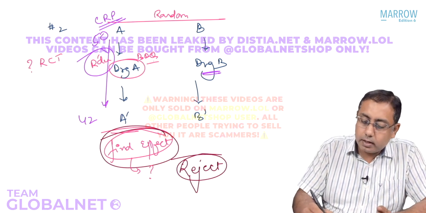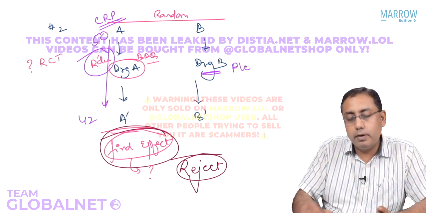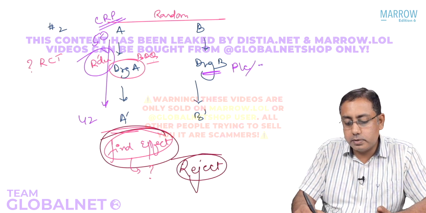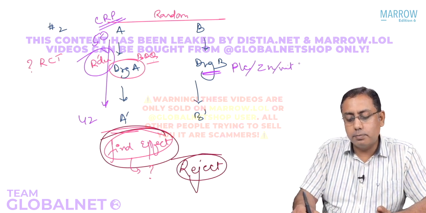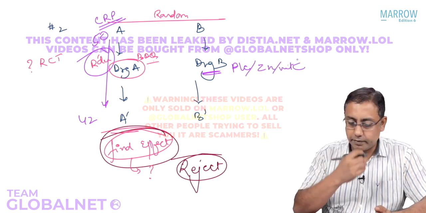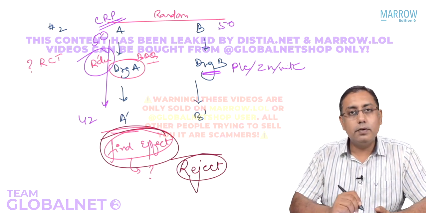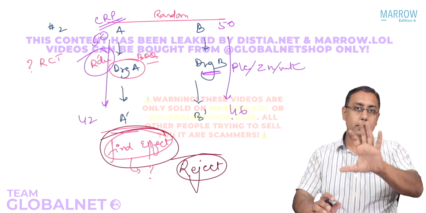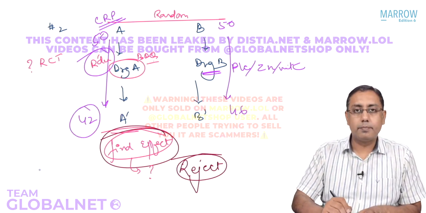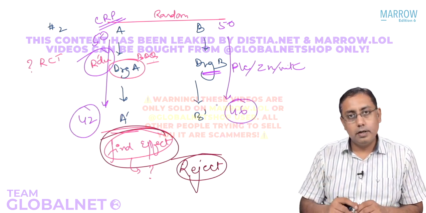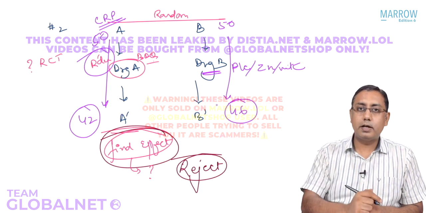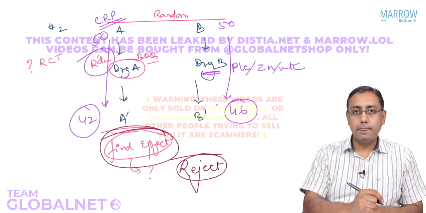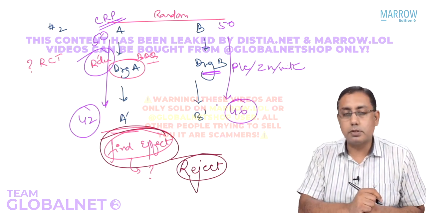But in group B, let us say you were giving placebo, or zinc and vitamin C, some antioxidant. The CRP level was 50 and it drops down to 46. So in group A you can see more effect, and in group B you can see less effect. Can you say that drug A is more effective? Practically, it is not possible to say that.